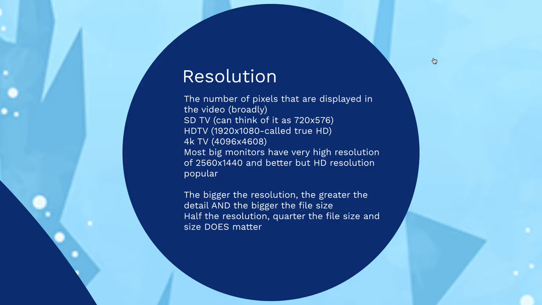4K TV uses up to 4096 by 4608 pixels. So that's 4000 pixels in the X direction and 4000 pixels in the Y direction, or the breadth of the monitor and the height of the monitor. Most big monitors have very high resolution, and HD resolution tends to be the sweet spot at the moment, where it's quite cheap to make the screens and also to communicate video material online at that resolution.